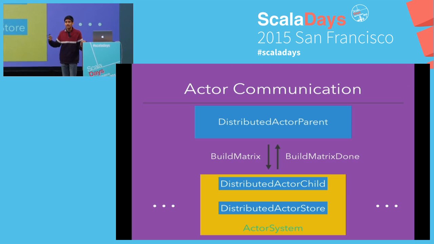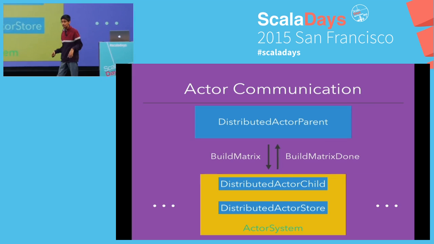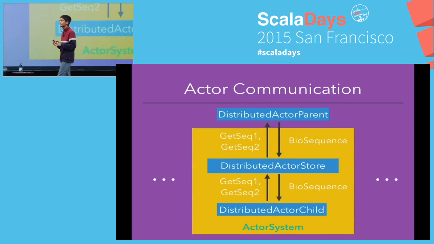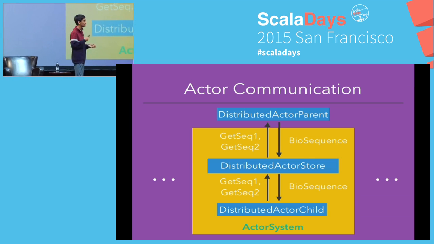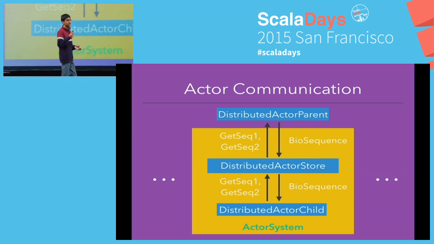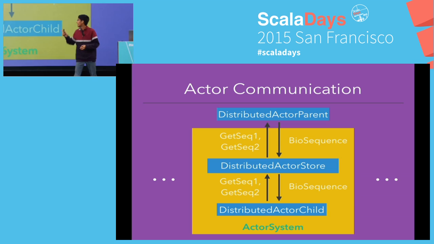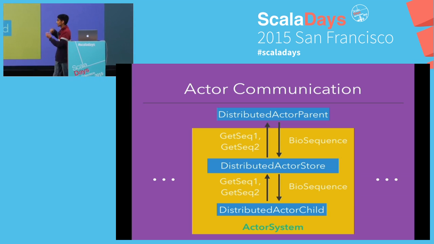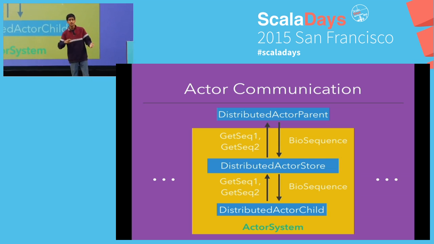The child goes, calculates this, and sends back a command, build matrix done, once it's finished. Now, as I talked about earlier, with distributed systems, you have a little bit of complication when it comes to handling biological sequences, because we can't send memory addresses anymore. What I do to handle these biological sequences is I have an extra actor, distributed actor store. And distributed actor store is a middleman of getting these biological sequences.